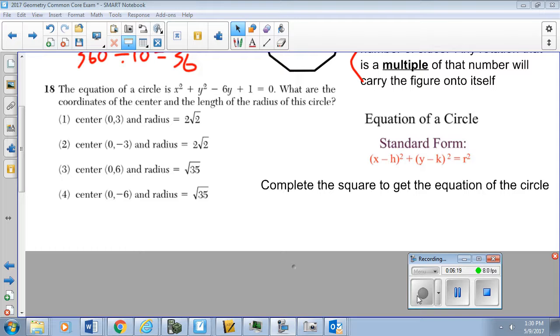All right, let's look at the next one. It says the equation of a circle is x squared plus y squared minus 6y plus 1 equals 0. What are the coordinates of the center and the length of the radius of this circle?